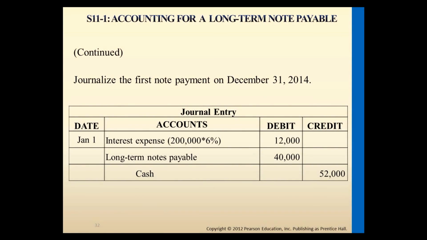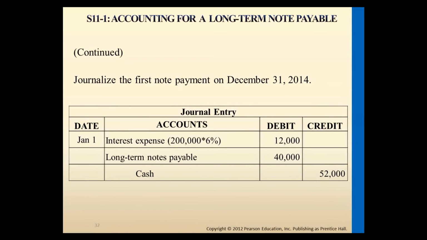So after this journal entry, we have $120,000 left in long-term notes, and we still have the current portion, $40,000, which represents the second year's current portion. And this $120,000 will represent the third year, the fourth year, the fifth year.